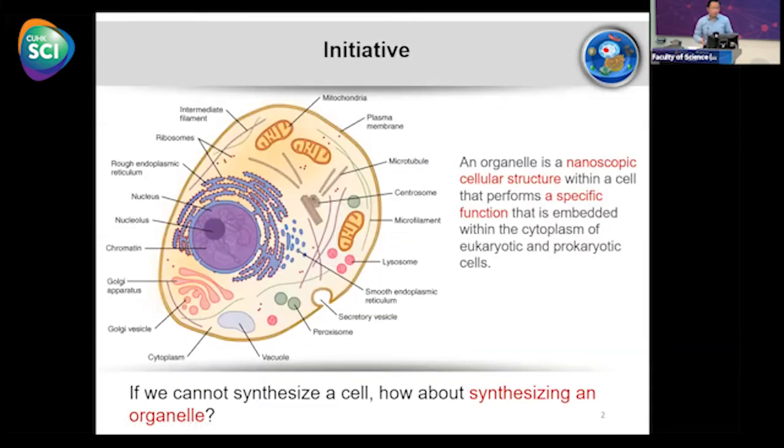We have learned about organelles through the talks given by Professor Schickman. And we know that a cell contains small structures, they are called organelles. And I quote this sentence as I think this is a wonderful definition of what an organelle is, at least to my knowledge. An organelle is a nanoscopic cellular structure within a cell that performs a specific function that is embedded within the cytoplasm of eukaryotic and prokaryotic cells. So to me, these keywords tell me organelles are subcellular structures and they are structurally independent and functionally independent.